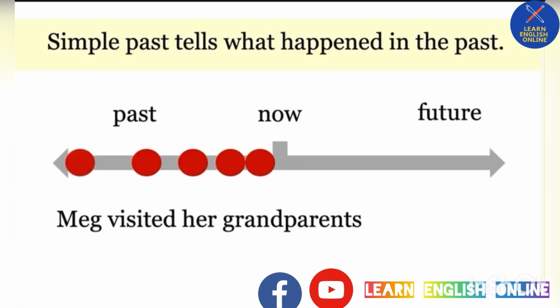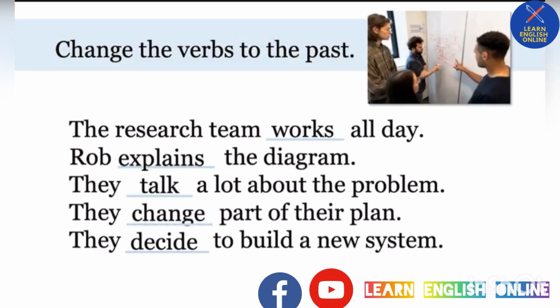Meg visited her grandparents 3 years ago. Now, this ago is the signal that tells us it happened in the past. And we can use ago with a long time, like 3 years ago, or we could say Meg visited her grandparents 3 hours ago. Ago signals that it happened in the past. Let's practice. Change the verbs to the past. You can pause the video and write them down if you want.